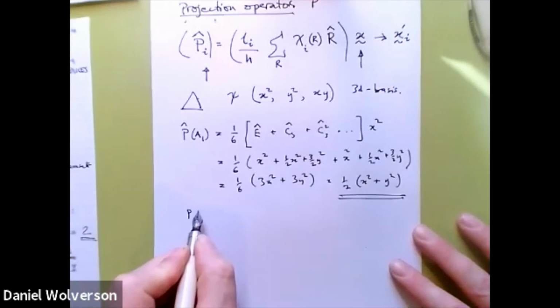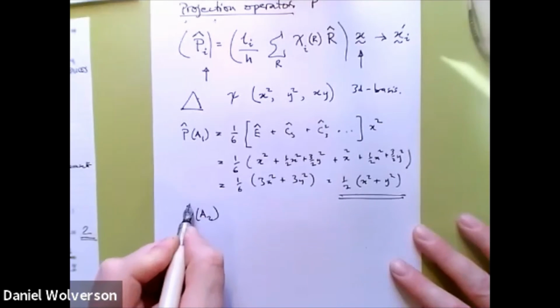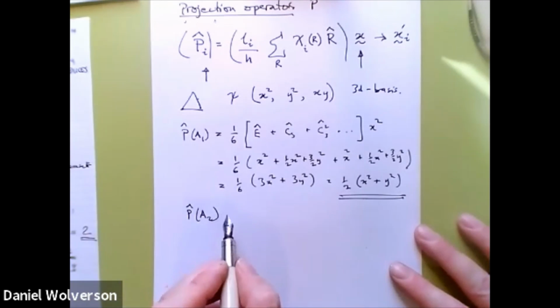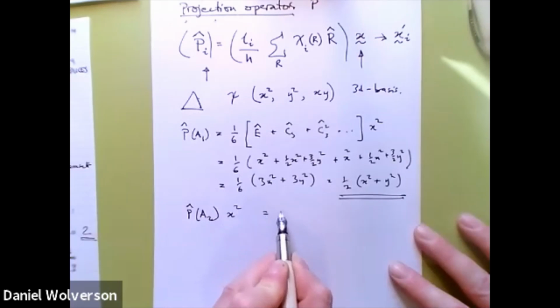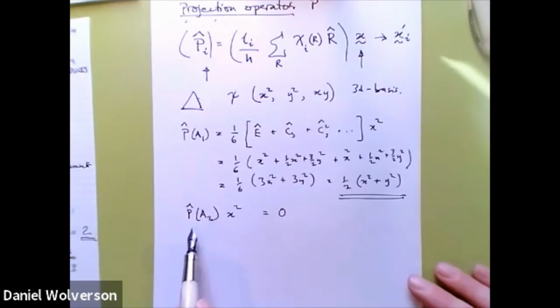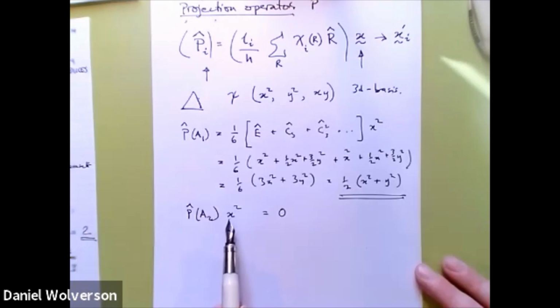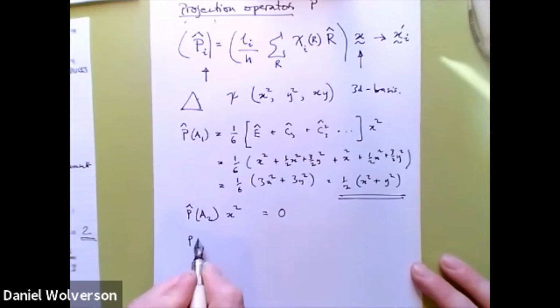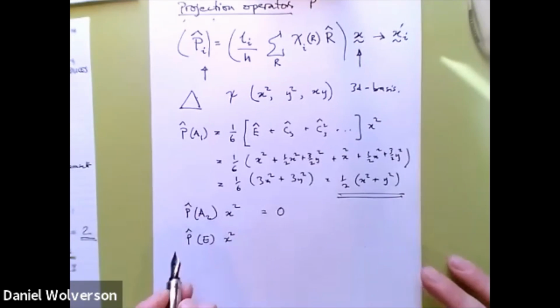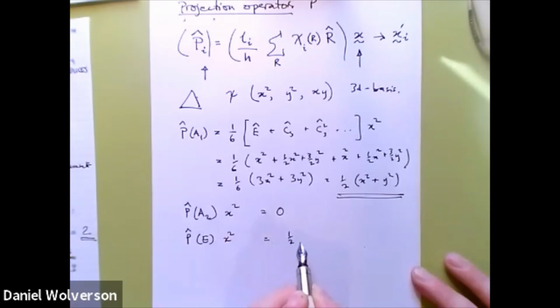If I apply the projection operator for A2, in this particular example, this acting on x squared equals 0, for example. So it's possible to say that some components of this basis don't contribute to an eigenstate with a certain symmetry. And the projection operator for E acting on x squared equals a half x squared minus y squared.